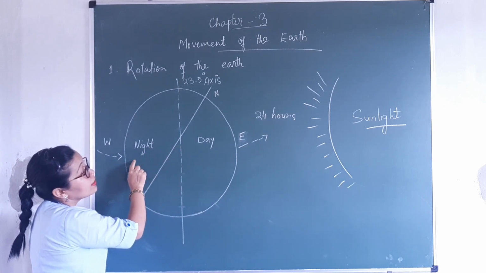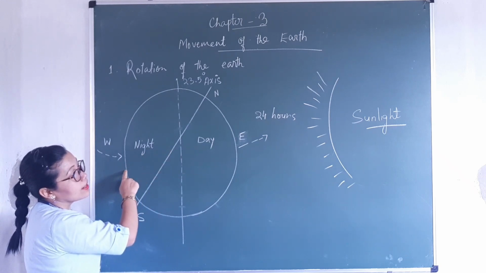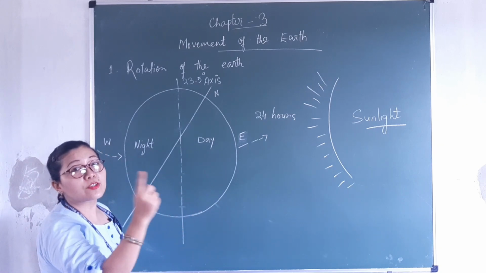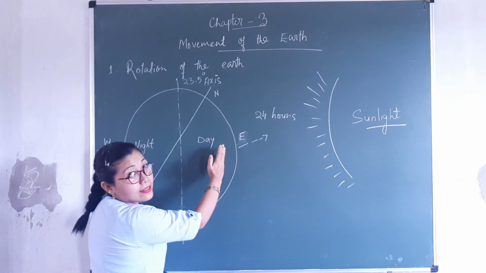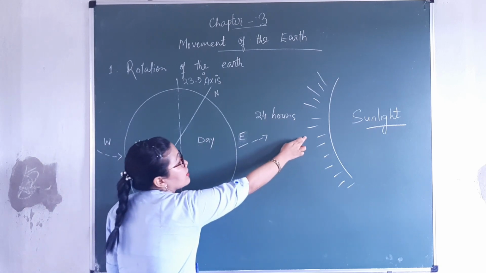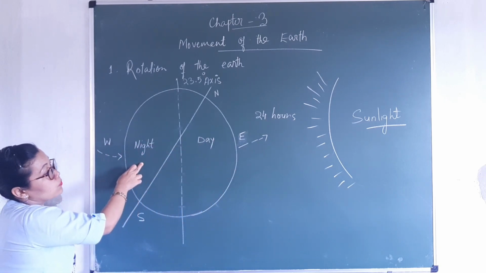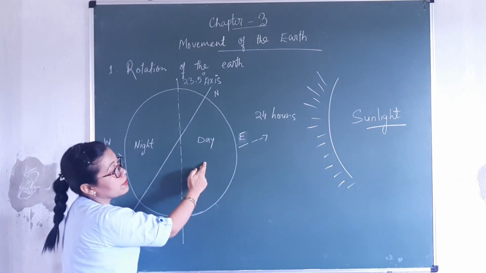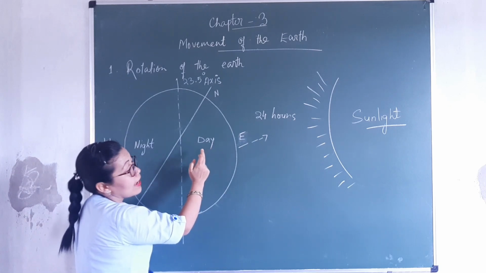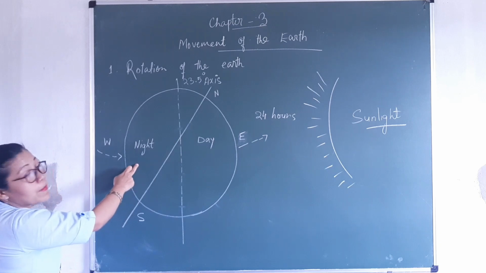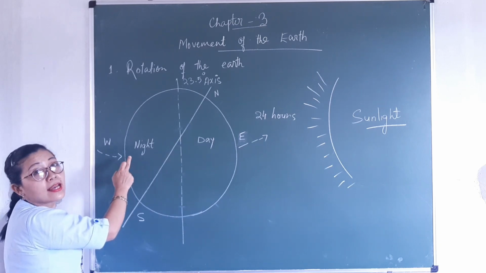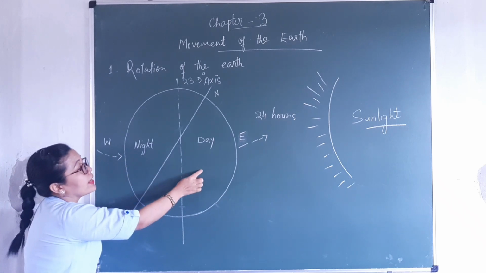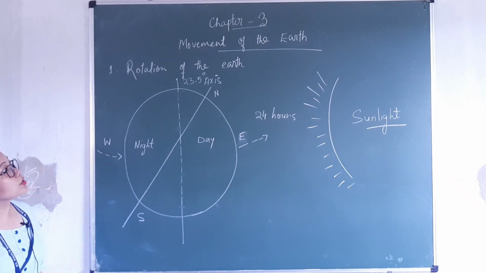So how does this rotation cause day and night? And you can see here sunlight, is it not? When the Earth spins, one part of the Earth receives sunlight and the other part which is away from the sunlight is in total darkness. So the part which receives sunlight has day, and the part which is in total darkness has night. In this way we can say that rotation of the Earth causes day and night. I think you are clear about rotation of the Earth.